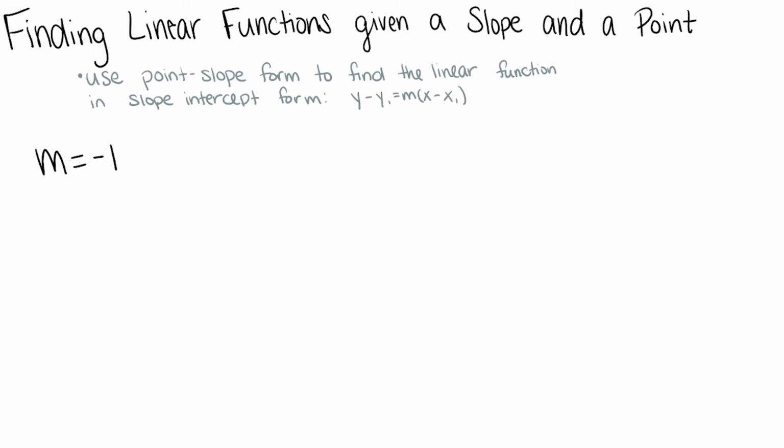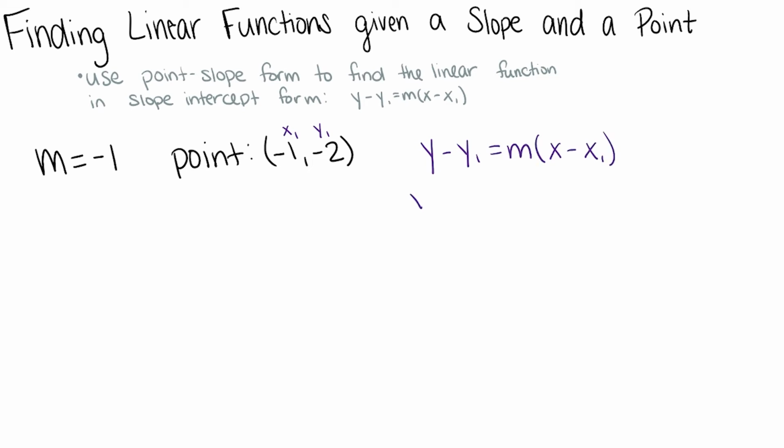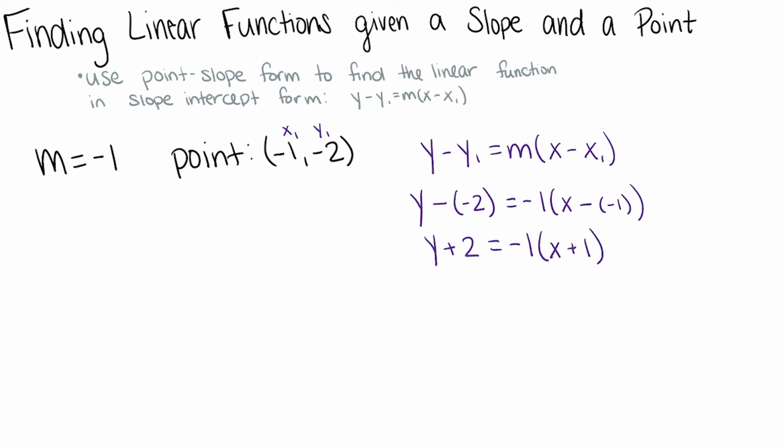Next, we have m, or our slope, is equal to negative 1, and our point is (-1, -2). This means x1 is negative 1 and y1 is negative 2. Plugging this into our point slope form gives us y minus negative 2 equals negative 1 times x minus negative 1. Whenever we have minus a negative, that will become a positive operation between the two numbers. This means our function becomes y plus 2 equals negative 1 times x plus 1.